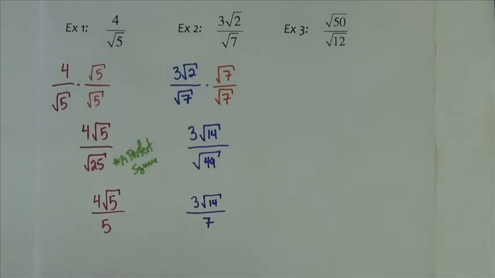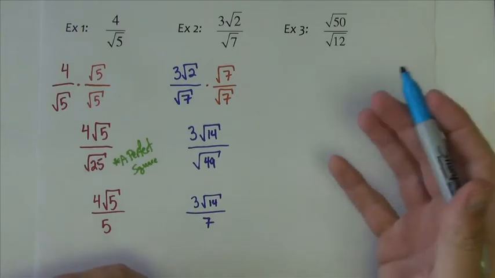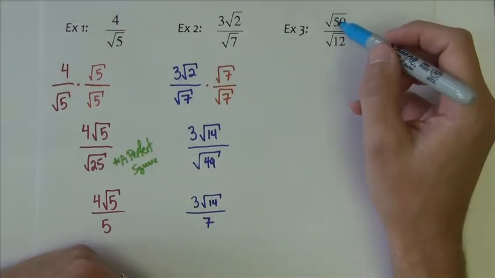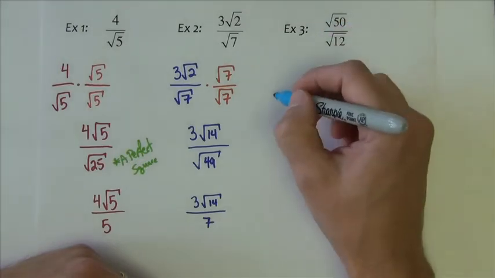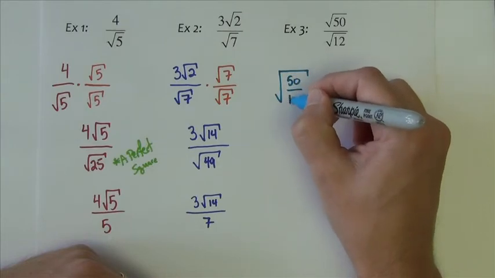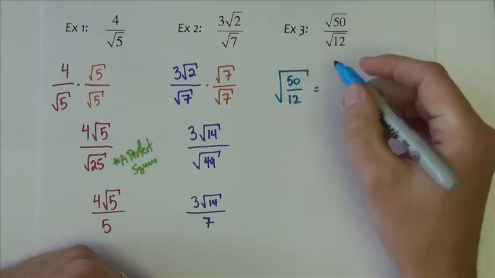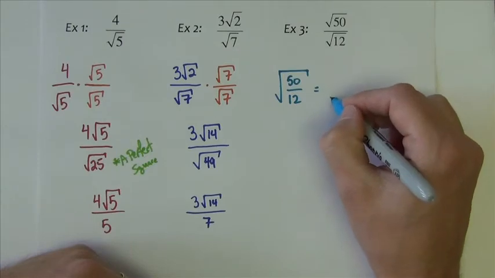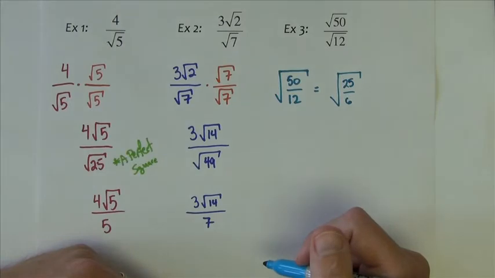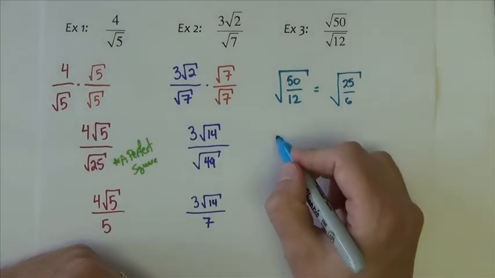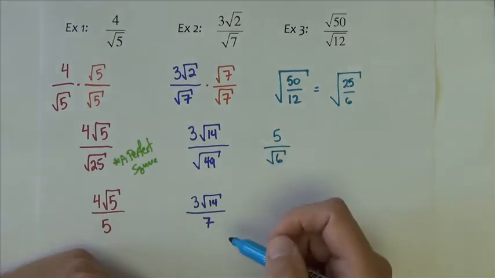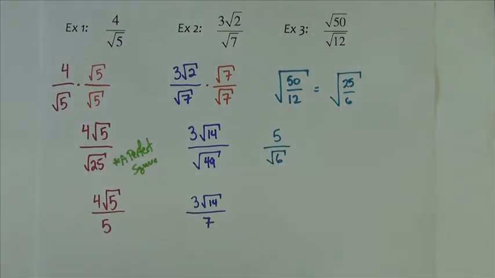The last example is a little unique from the first two in that it has some simplifying that we can do before we get to the rationalizing step. First thing I might do here is rewrite it as one fraction, because I can reduce the fraction. I can divide everything by 2, getting me to 25 over 6. Square root of 25 is 5. So we get 5 divided by the square root of 6.